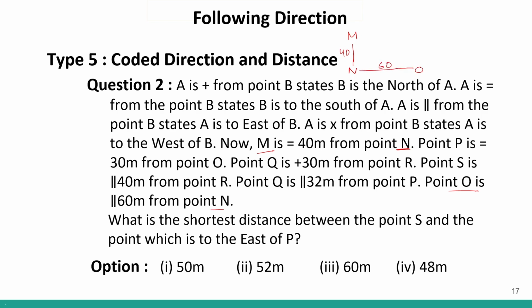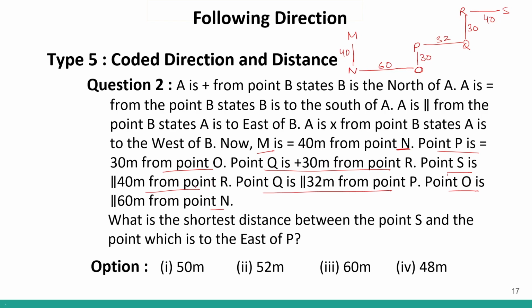60 meter O. From O we were going to P, 30 meter. From P we were going to Q, 32 meter. From Q we were going to R like this, 30 meter. And from R we were going to S like this, 40 meter. So this we discussed in the previous question, this diagram.